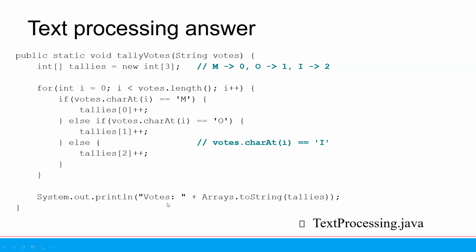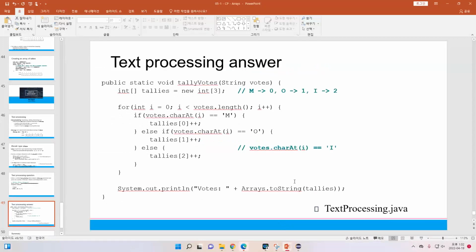Then the result will be printed. So the printed result will be Arrays.toString of tallies. So you can see the text processing.